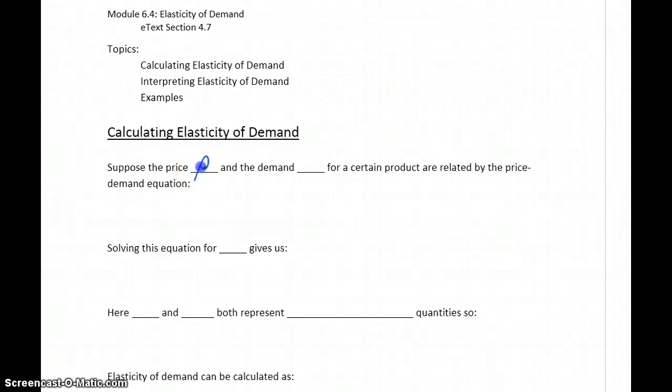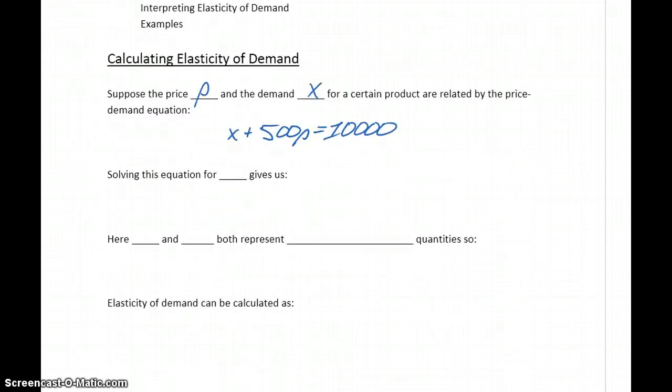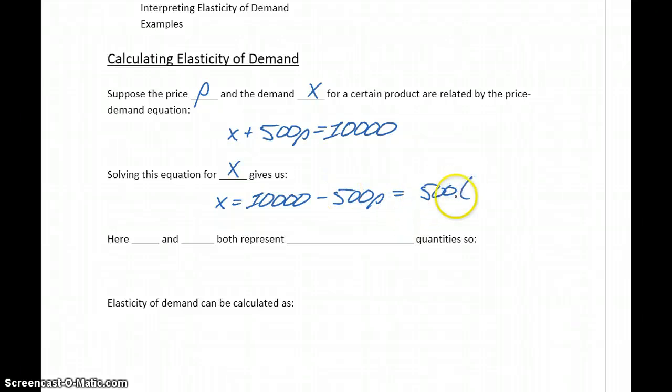So suppose that price P and the demand X for some product are related by the price-demand equation, X plus 500P equals 10,000. We can take this given equation and solve it for X. So we just subtract the 500P from both sides, which would give us X equals 10,000 minus 500P, or factoring out the 500, we would get 500 times (20 minus P).